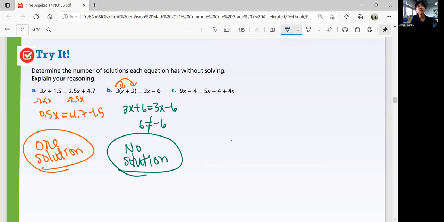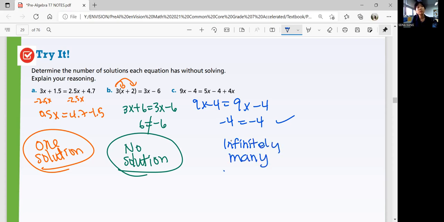What about the last one? You can already guess, but see if we still have the last solution type that we're waiting for, okay? 9x minus 4 is equal to 5x plus 4x. If you simplify that, it's 9x minus 4. And they are the same expression. So you're going to end up with negative 4 is equal to negative 4. And that is true, which means we have infinitely many solutions.